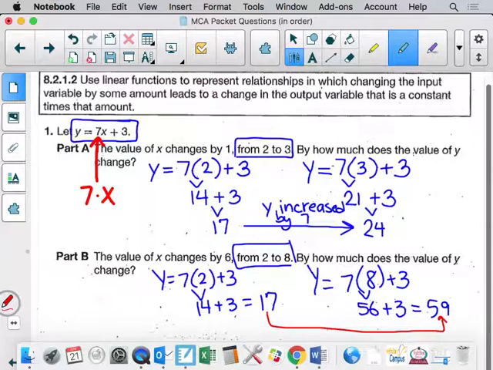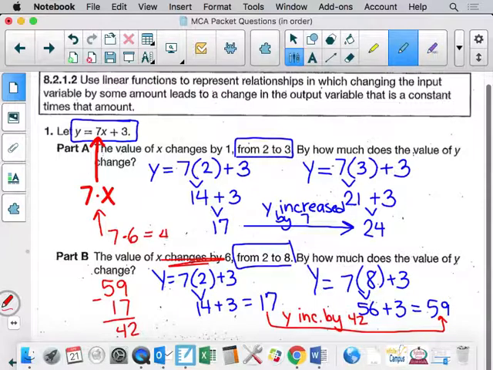We go from 17 to 59, so we see that y has increased by 42. Again though, x was changing by 6, and because x is being multiplied by 7, 7 times 6 is 42. Where first x increased by 1, 7 times 1 was 7. So whatever you're increasing x by, that constant of 7 in front of the x makes y increase by 7 times that amount.